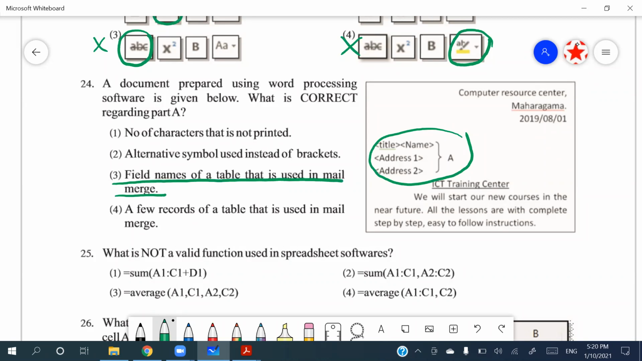Field names of the table that is used in mail merge, because this title, name, address 1, address 2 is the one which we design as the headers of the table, which we are going to record data under those headings, right? So those are going to be the headers, right?